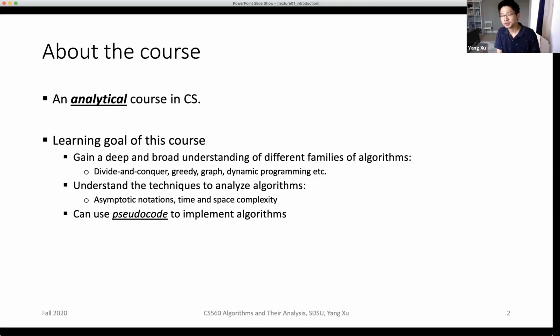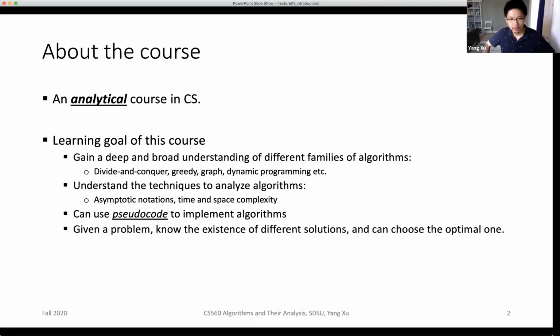It is not required to write actual programs using programming languages. This is not a coding course. Ultimately, given the knowledge we learned in this course, we're able to analyze a problem and know the existence of different solutions, and then we can compare the different types of solutions and choose the optimal one.